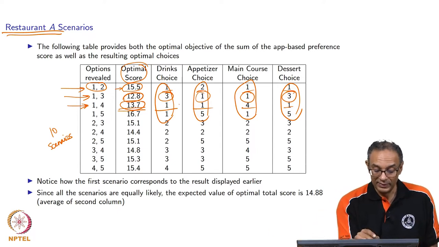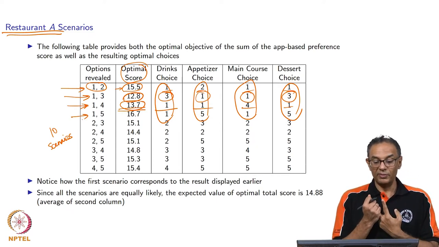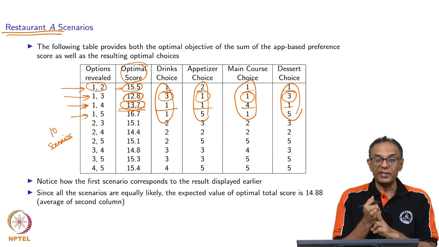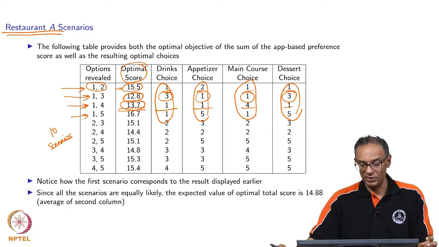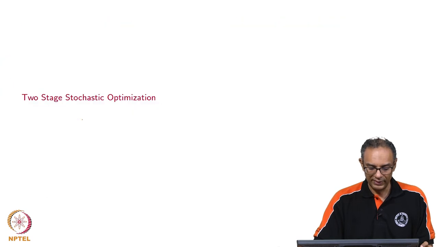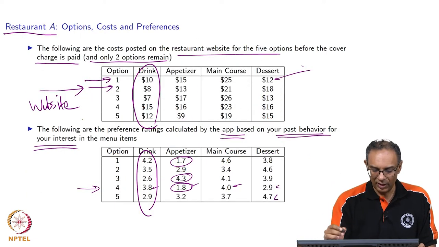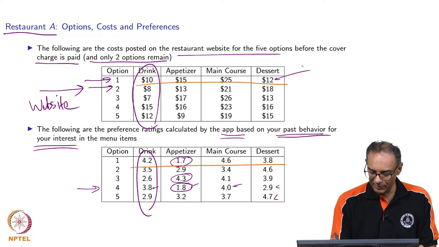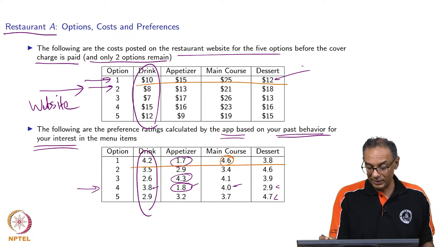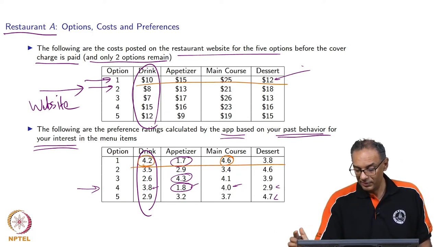Even though it gets revealed, that is because you're trying to do two things. You are trying to maximize your optimal score, and you're also trying to stay within your $60 budget. So if you're doing both, it's likely that the same choice does not show up all the time, okay? So if you look at it, let me just go back a little bit. It's not only that option 1 has the best, the costs are going all over the place, and the ratings are also all over the place, okay? So for example, in the main course, you should have picked it all the time because it's the best among the four, okay? You should have also almost always picked the drink, okay, because it's the best.